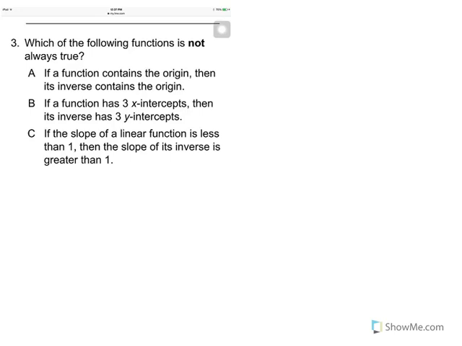Number 3 says, which of the following function is not always true? So we're looking for something that is not necessarily true. Let's take a look at A. A says, if a function contains the origin, then its inverse contains the origin. So let's interpret that.